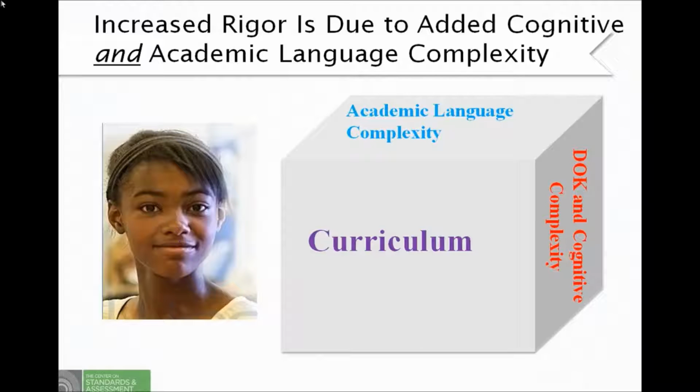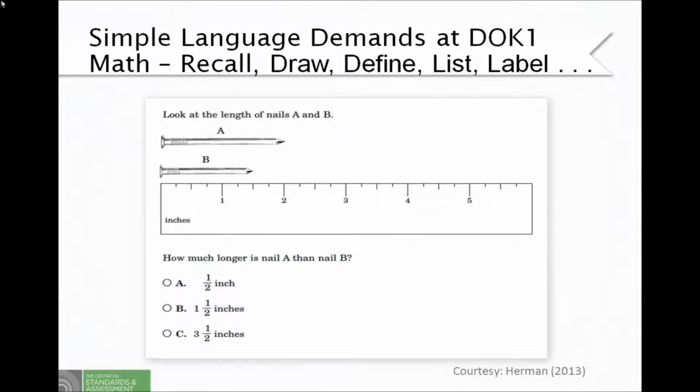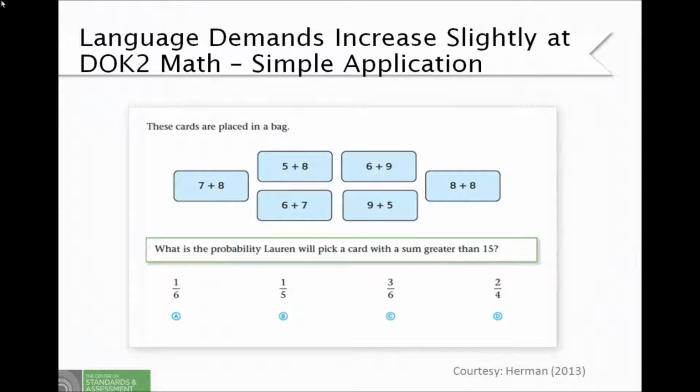So let's take a look, though, at the language demands as you're going through the different depths of knowledge. A problem that starts at, say, simple recall at depth of knowledge level 1, the language is very simple: recall, draw, define, list, and label. As you move on to level 2, there's a little increasing complexity, but it's simple application.